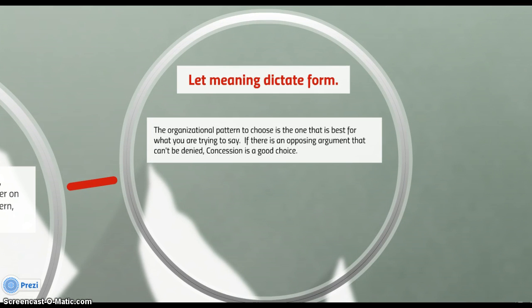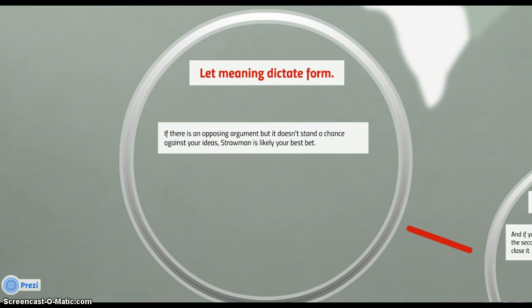The main thing is you need to let the meaning dictate the form. What I mean by that is the one pattern that you should choose is whatever is best for what you're trying to say. If there's one opposing argument that you cannot deny, no matter how much you wish you could, a good choice for that type of paper might be concession. If there's an opposing argument, but it doesn't really have a leg to stand on compared to what you have, you could choose straw man. That way you already know that you're going to completely destroy the opposing argument so that yours will reign supreme.